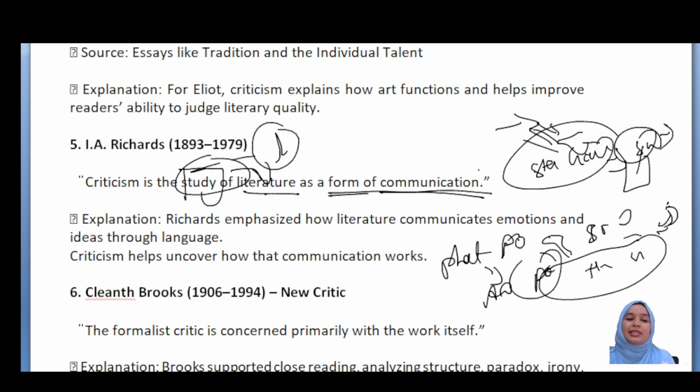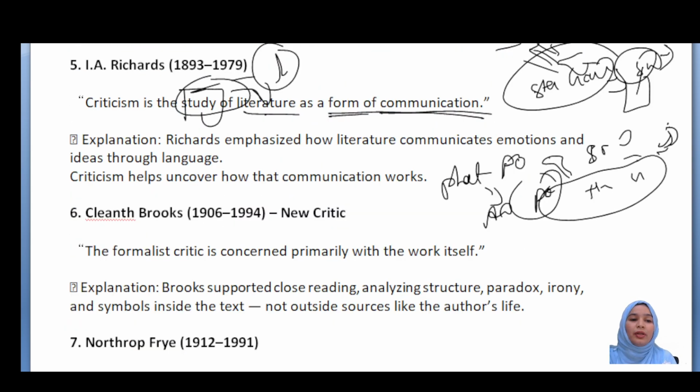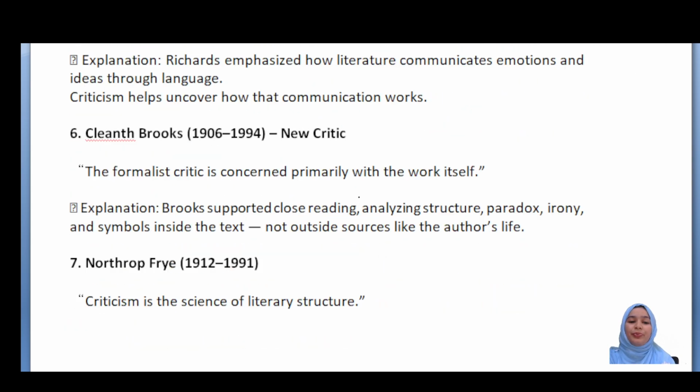That is criticism. I.A. Richards gives his definition of criticism. What about the next? Cleanth Brooks.